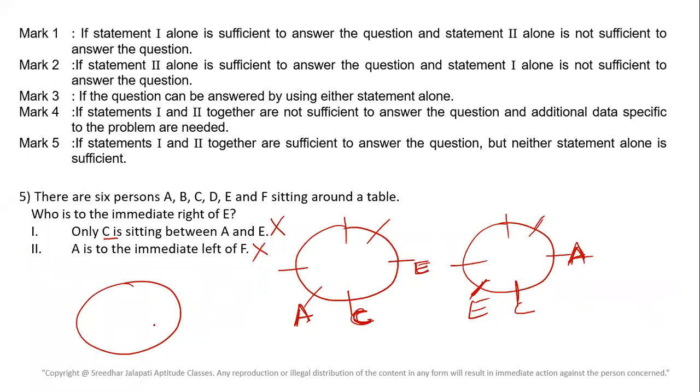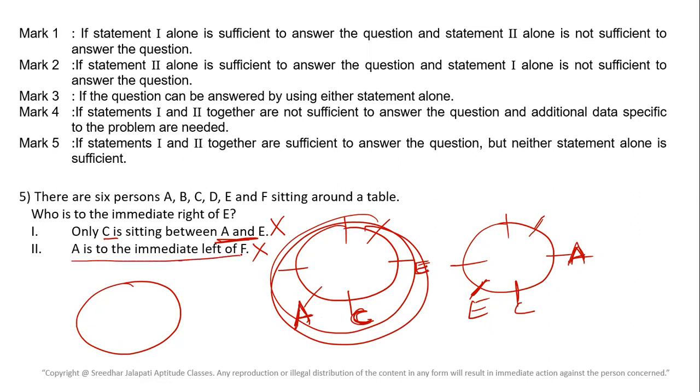So now let us combine. If I combine, C has to be between A and E, and A is to the immediate left of F. Then can this arrangement be possible? According to the second statement, A should be to the immediate left of F. But here A is immediate left of C. So therefore, this arrangement is not possible, whereas this arrangement is possible, because if A is here, F can be here, and A is to the immediate left of F, and C is between A and E.